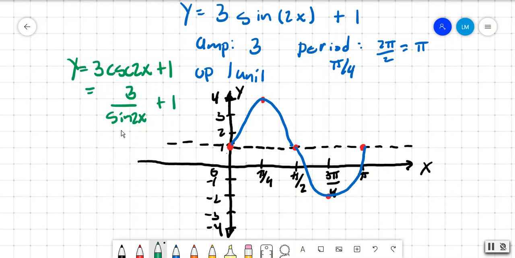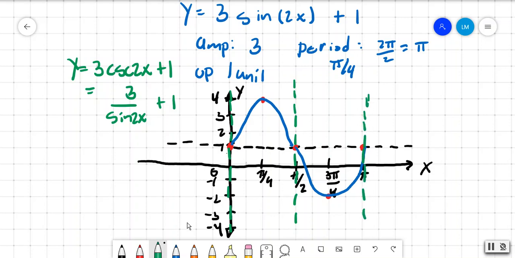So it would be more or less the same thing, that it's going to be undefined at 0, pi over 2, and so on, and also at pi. If that doesn't make sense, then just set 2x equal to 0, pi, 2 pi, and so on, and that way you can get the asymptotes. But in my case, I'm just going to draw these right here, and I'm going to draw another one right there, and then another one right here.